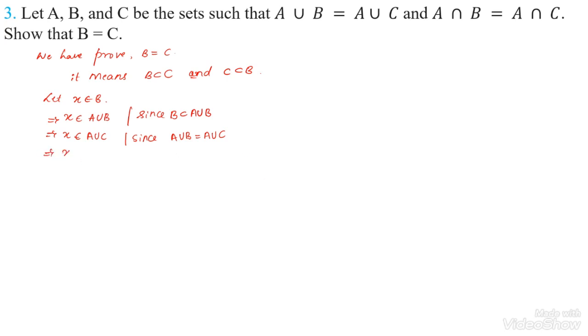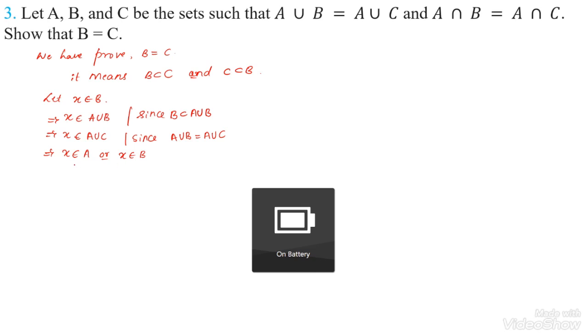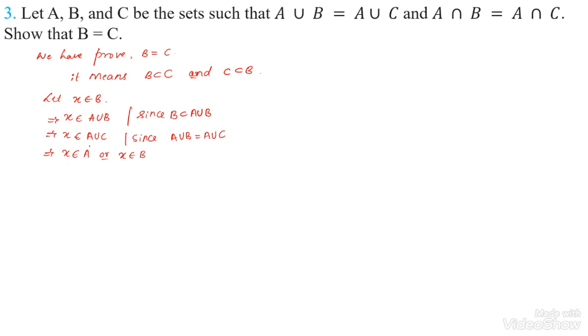Union means X belongs to A or X belongs to B. Union means it may be present in set A or else it may be present in set B. I will take this one statement as 1 and this one as 2. Again, I will take X belongs to A. This is equation number 3.